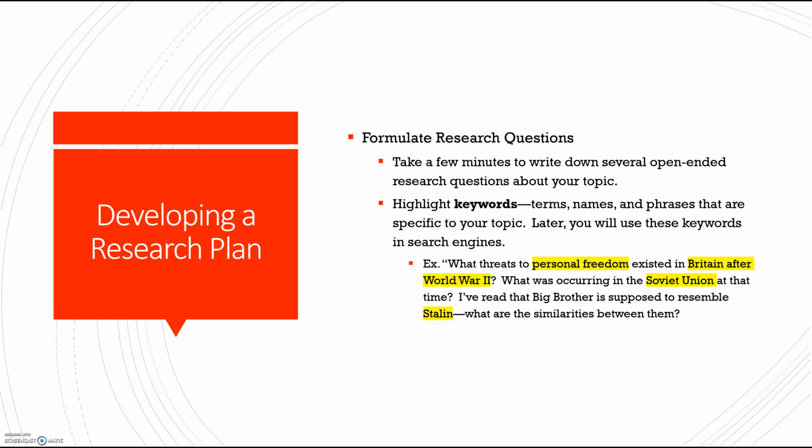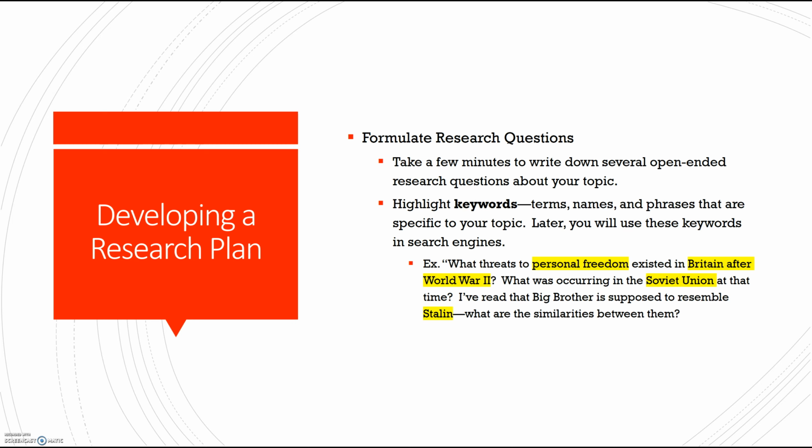All right. Now that you have your open-ended questions, go ahead and highlight keywords. Keywords are terms, names, and phrases that are specific to your topic. That specific means they're not applicable anywhere else, right? Or it's not likely that they are. Later, you'll use these keywords in search engines.